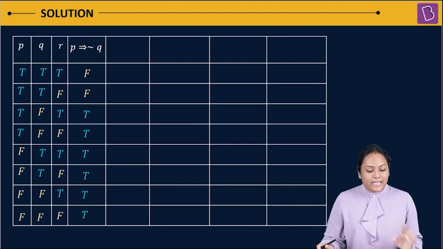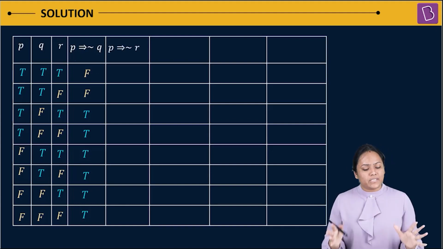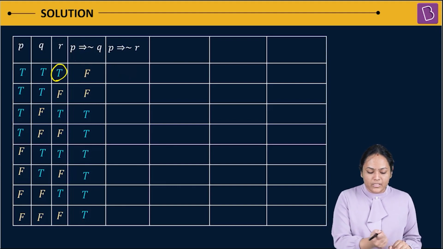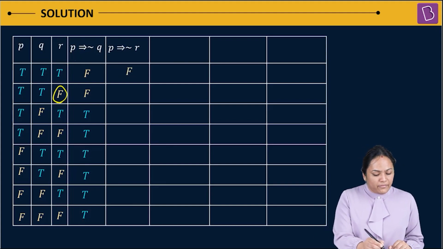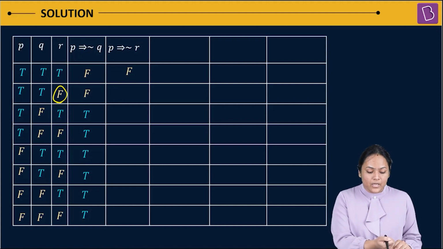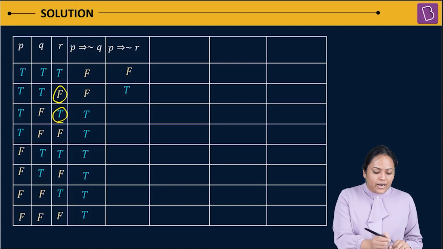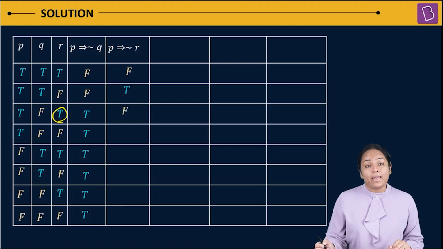Clear? Then I have P implies negation R also. So quickly we can write for that also. My R is T. So first case will have T implies F, which definitely is going to give me F. Then R is F. So negation will be T. So I have T implies T, which is definitely going to give me T. Then I have R as T. So I'll have T implies F with me, which value is actually equal to F.